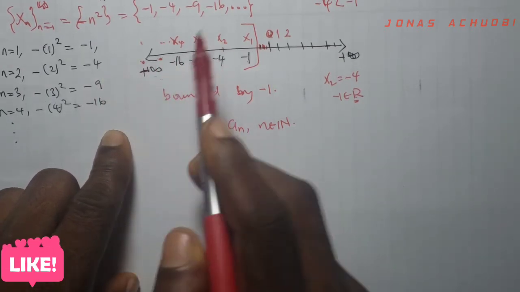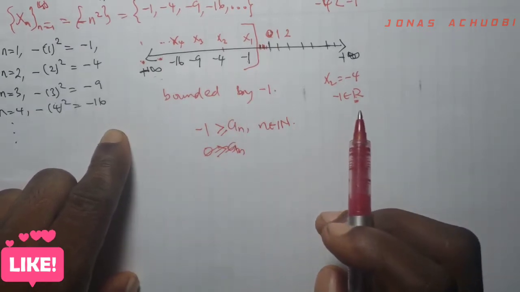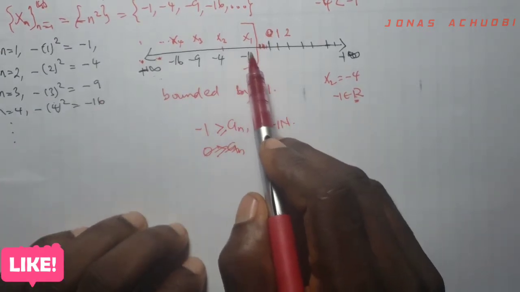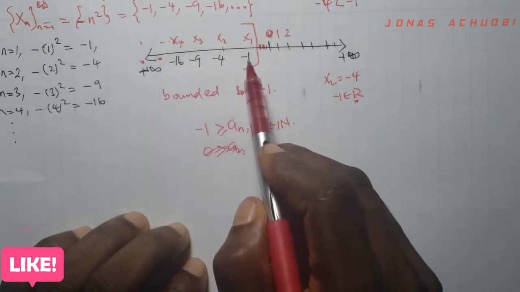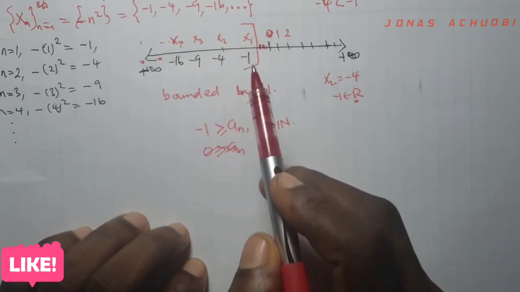and we do not even know which of these terms is the smallest of all terms. The next question we want to ask ourselves is this: minus 1 is an upper bound of the sequence. Does it mean that minus 1 is the only upper bound? The answer is clearly no.